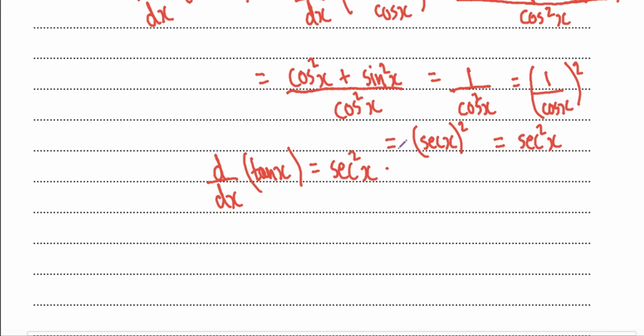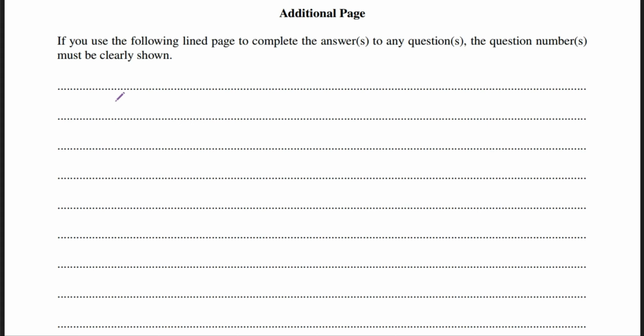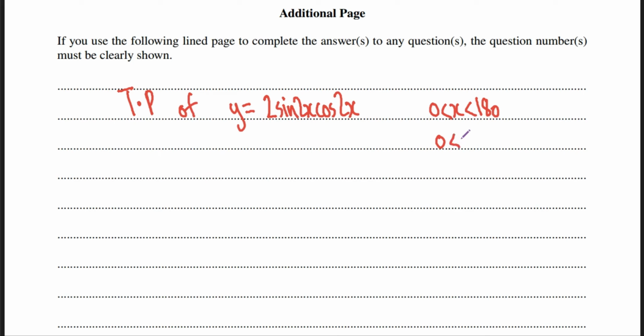Now let's do the easy one. Let's do a product rule example. So let's say we had to find the turning points. So find the turning points of y is equal to, let's make it difficult, 2 sine 2x cosine 2x for x between 0 and 180. Well, 180 is just pi. Let's work in radians. So that's between 0 and pi radians. Let's find the answer of that.